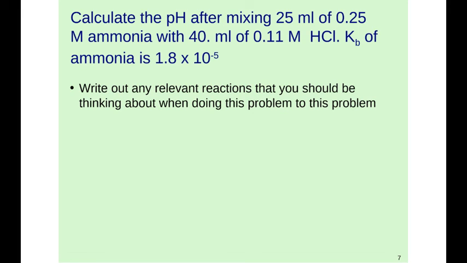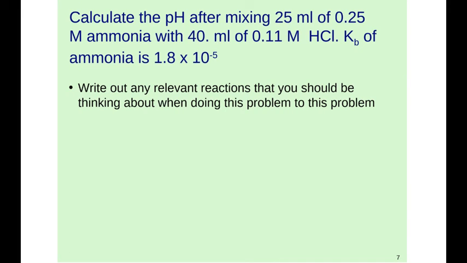And the last type of problem that I have for you is we're calculating the pH again. After mixing 25 milliliters of 0.25 molar ammonia with 40 milliliters of 0.11 molar hydrochloric acid. We're given the amounts of both, so this is another limiting reactant problem. And we are also given the Kb of ammonia, so that's new, so that probably means we're going to have to do something with that. But I'm going to start off by writing my balanced chemical equation.